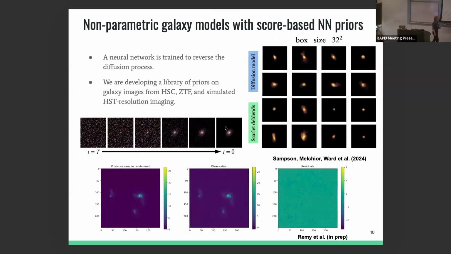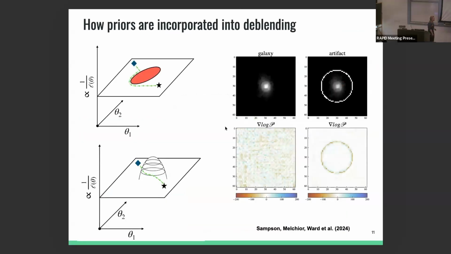Just to explain how the priors on the galaxy morphologies work. So we have score-based neural networks that are trained on images of galaxies. We have a range of different training sets that we've used, LSST-like imaging, imaging based on simulated higher resolution data where we can understand the changes in the galaxy morphology across the infrared and optical. And we use this approach to stabilize the fitting.